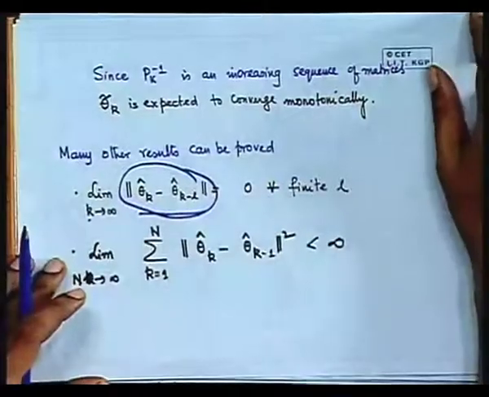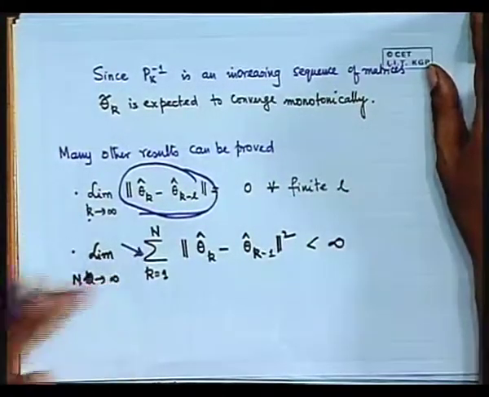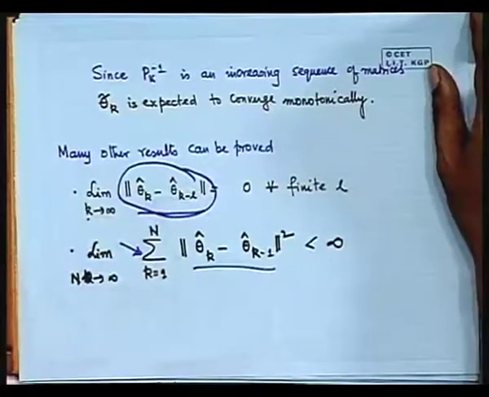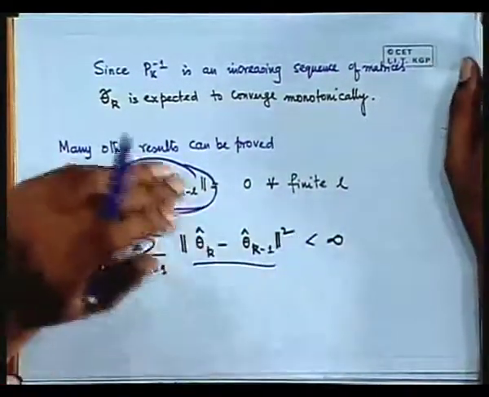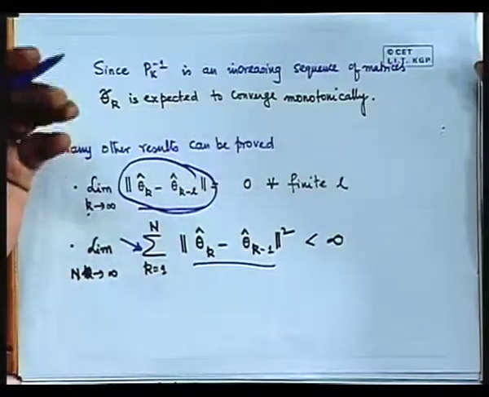So you can prove many such results. This says something about how fast it will converge. So this is a sum. The sum itself will be less than infinity. If you want to understand these things, you have to understand properties of infinite series.